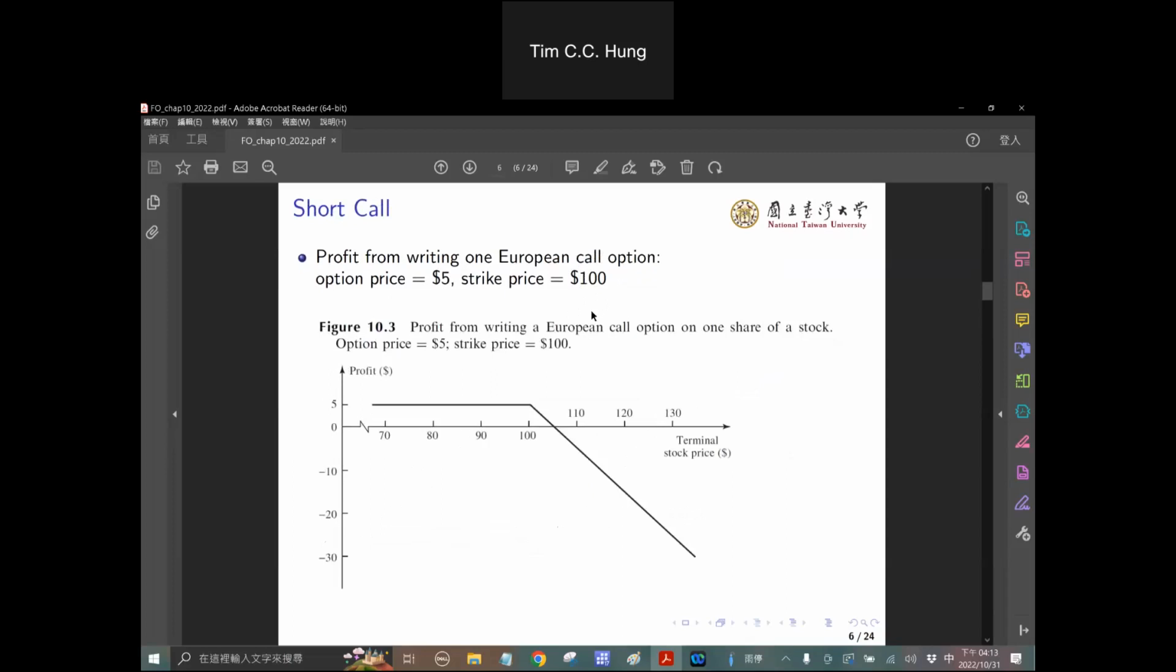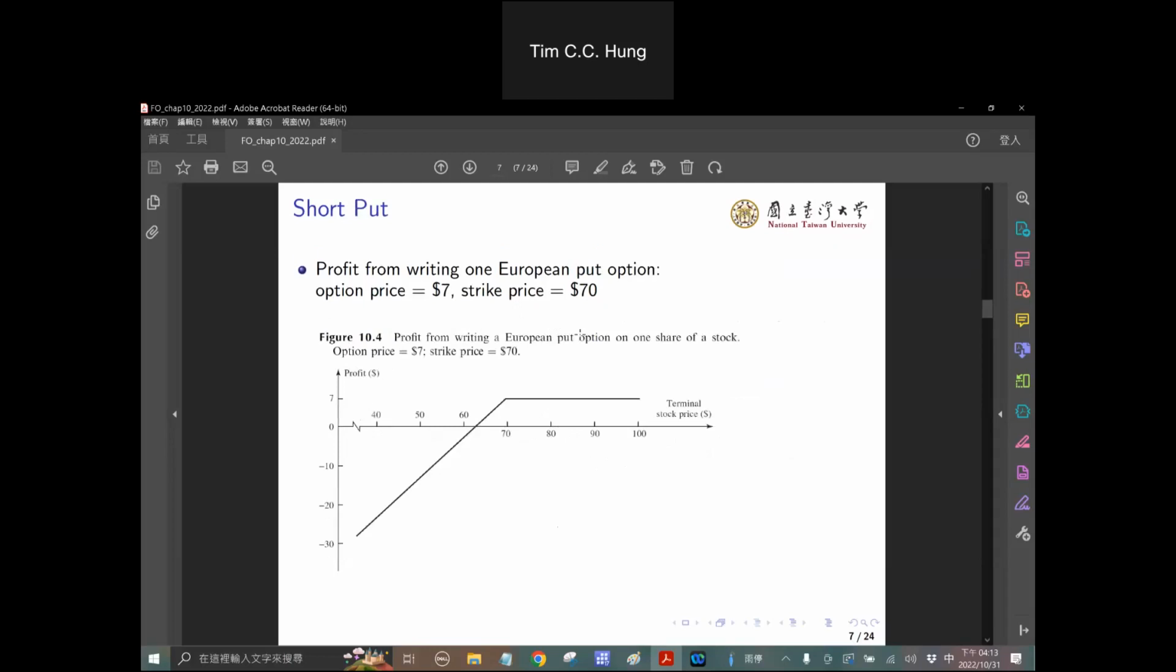For short positions, you are just betting that things will not go in the same direction as your opponents are guessing. You hope that you earn the premiums and nothing happens. That is the mind of the short side. And you can see there's unlimited downside potential for short positions, either call or put. But then the upside potential is truncated. It's basically just the premiums you earned upfront.